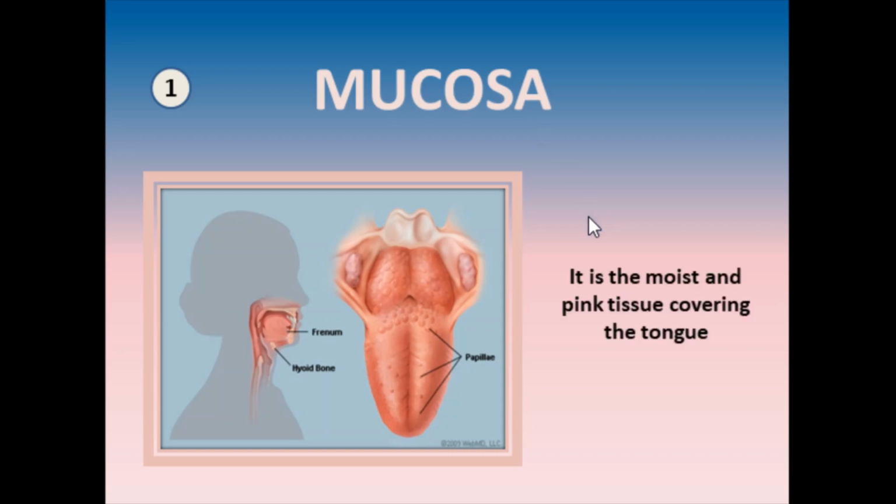The mucosa is the moist and pink tissue covering the tongue. You can see in the picture, our tongue is colored pink. What color is it? It's pink, right? That pink covering is what we call the mucosa. It covers our tongue. Okay? What is this pink part of our tongue? Mucosa. Alright, that's the first part. Number 2.